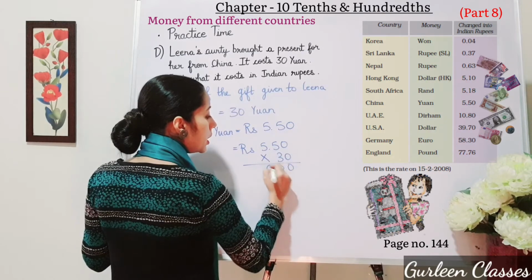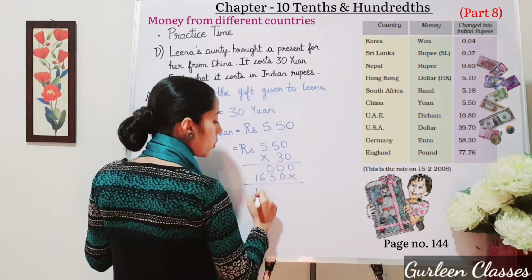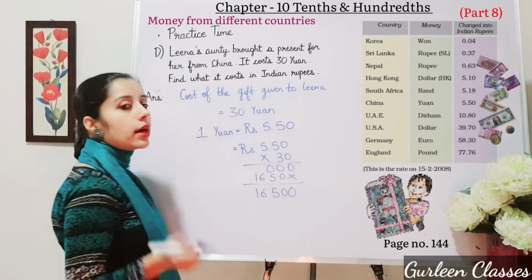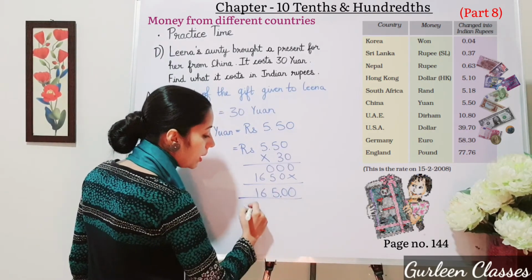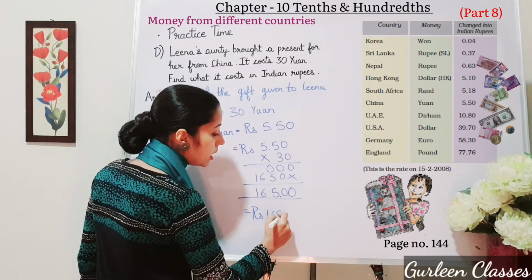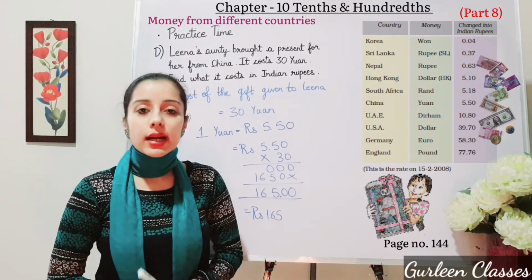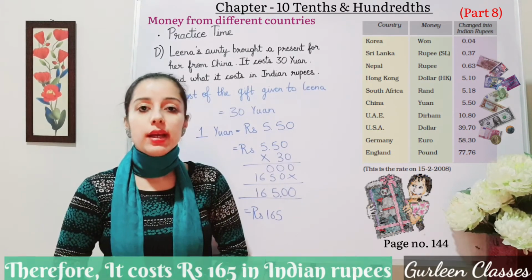0, 0, 0, 3, 0, 0, 5 threes are 15 and here 16. 1, 6, 5, 0, 0. After the decimal point there are 2 digits, so we'll place a decimal here. So the answer is coming rupees 165. And the question is, find what it costs in Indian rupees. At last we'll write, therefore it costs rupees 165 in Indian rupees.